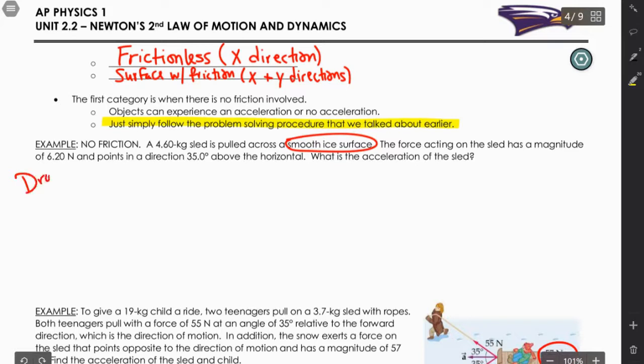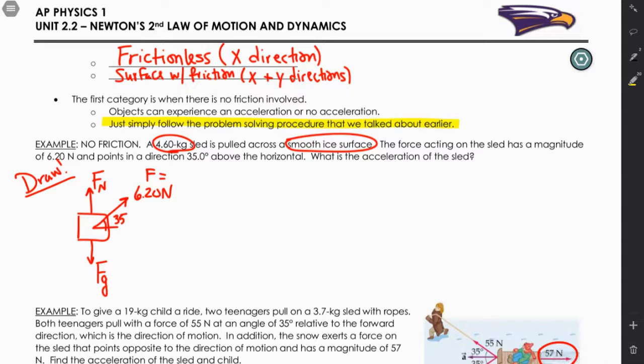So we're going to follow our process: draw, sum, solve. We're going to draw our free body diagram. So here's our sled. The first force you always draw on your free body diagram is the weight, because all objects have mass, which means they all have weight. What counteracts or balances the weight? The normal force, okay? And then we have this force that has a magnitude of 6.20 newtons, measured from the horizontal at 35 degrees. We're just going to call this F for right now, and then we're going to break this apart into components.